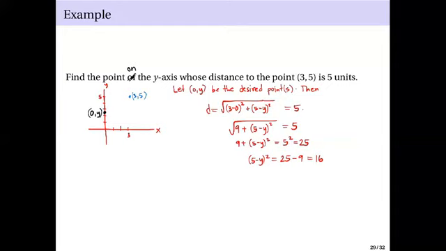Okay? And now, (5 minus y) squared equals 16. You can now get the square root of both sides of the equation. But take note, when you are taking the square root, don't forget to put the plus and minus. So you will get 5 minus y equals plus or minus the square root of 16. But the square root of 16, that's 4.